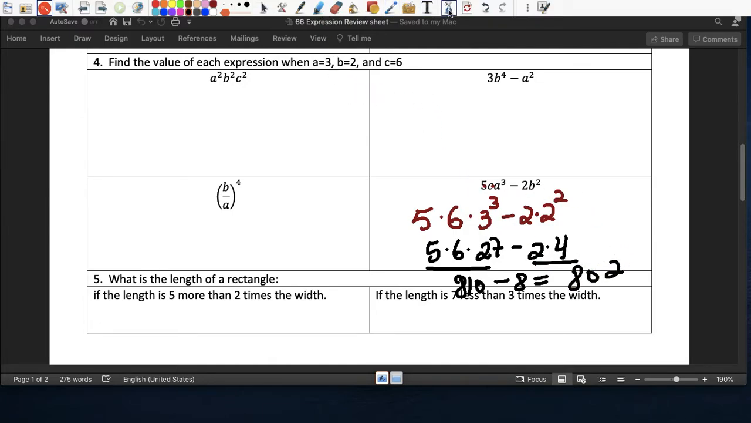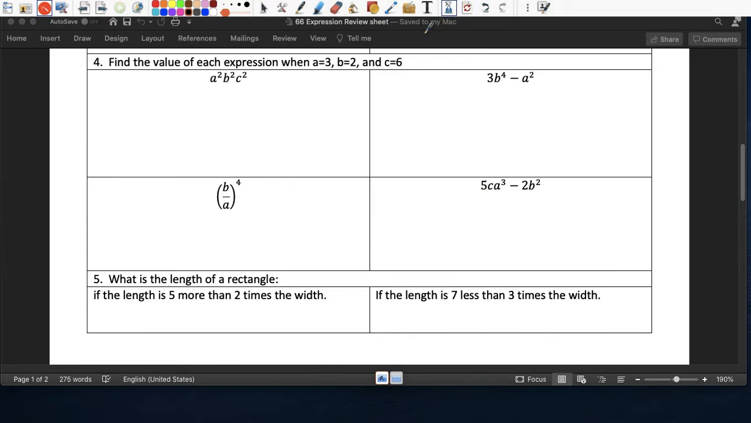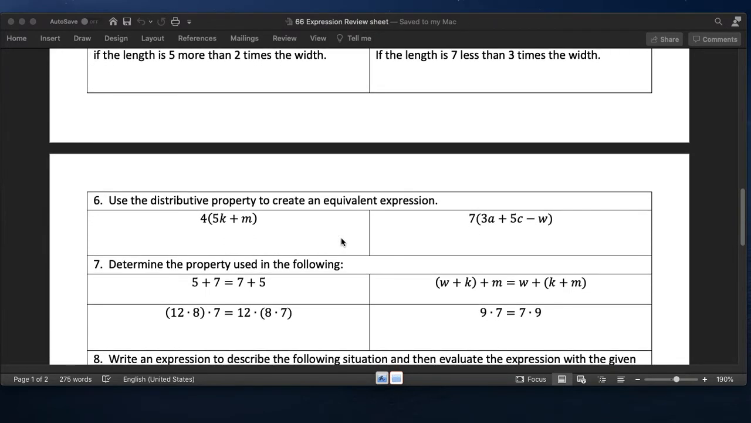So number 5 here, hopefully, if you didn't get number 5, that's okay. I don't want you to do it right now. I'll go over it in the class later.